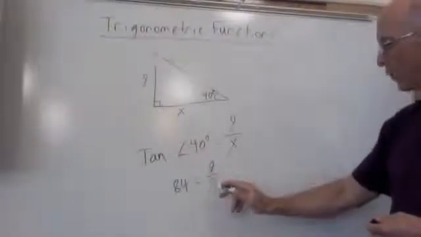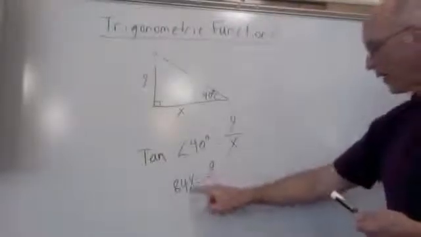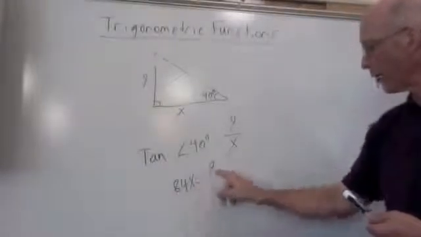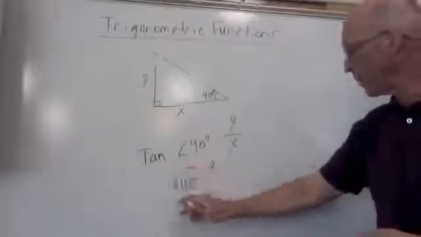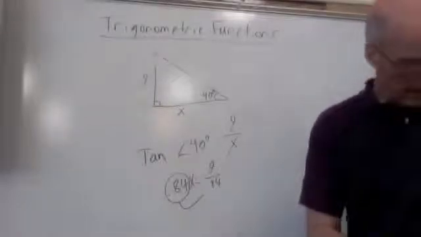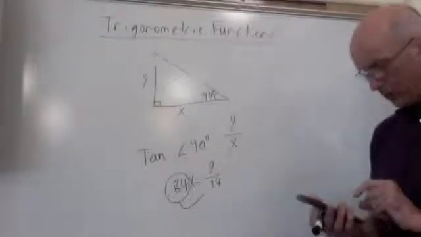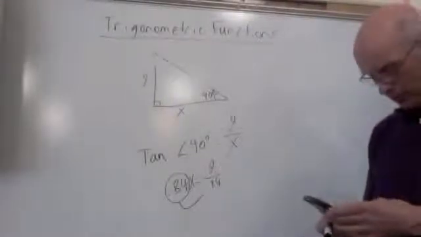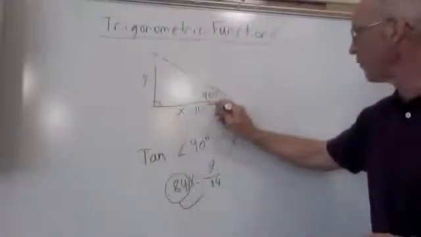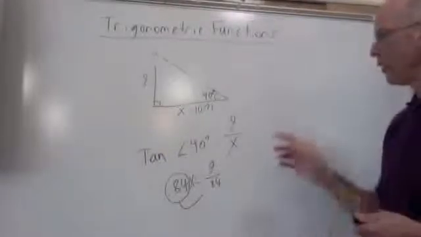We want to get x by itself, so we're going to multiply by x. Basically, we're multiplying on this side and that side by x. X is going to go away. So we get 0.84x equals 9. And now we're going to move this 0.84 to the other side and divide by 0.84. And 9 divided by 0.84 equals 10.71. So x equals 10.71 meters in this case. Okay, do you understand how we solved it?